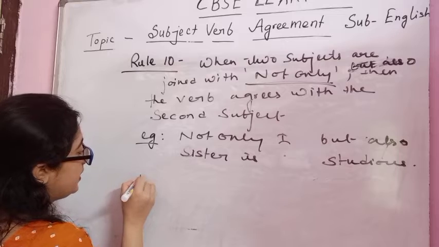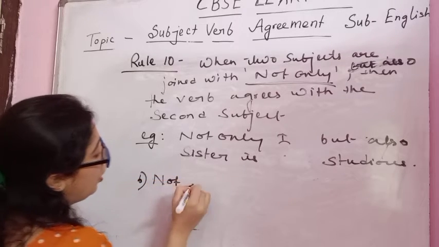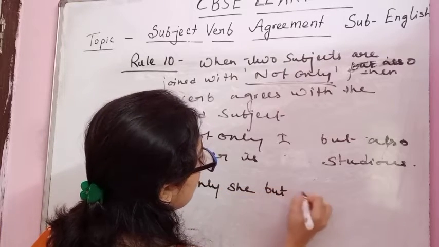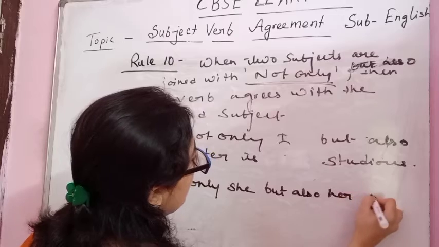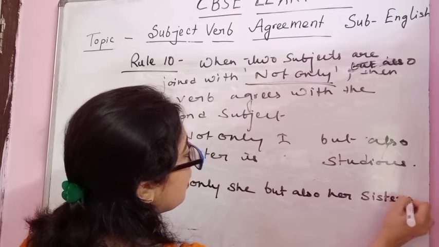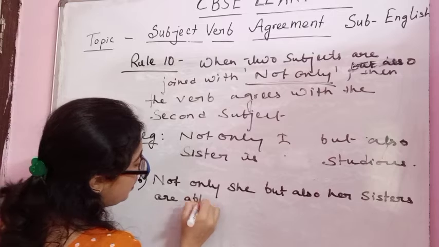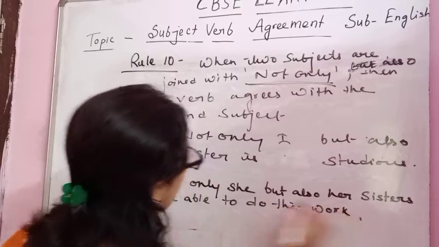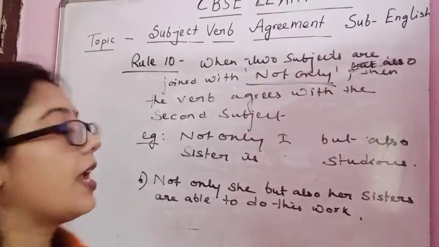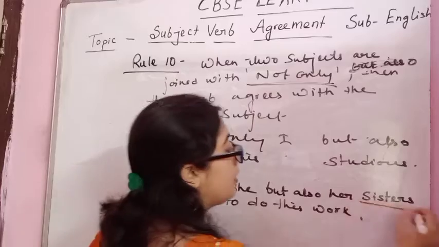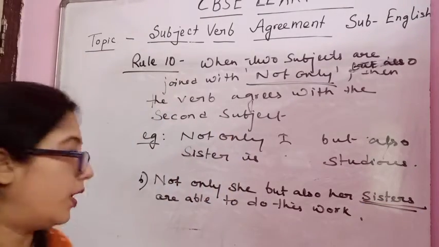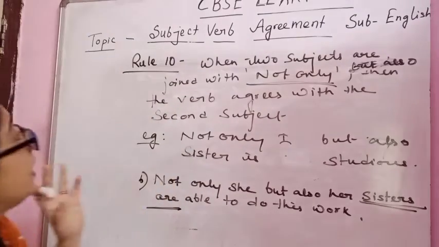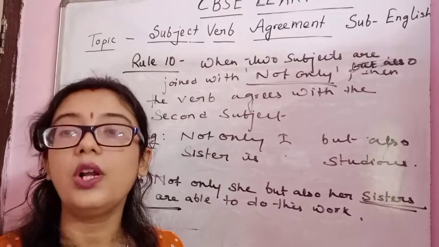Next, see the second example. Not only she, but also her sisters are able to do this work. Here the second subject is plural in number, so we are using the plural verb. I hope this one is clear to you. This is rule 10.